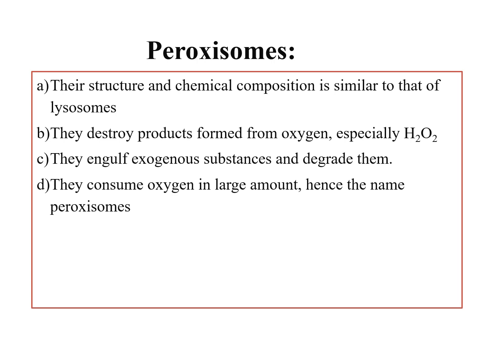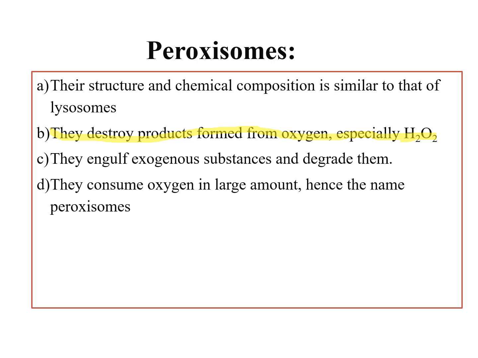Peroxisomes, their structure and chemical composition is similar to that of lysosomes. They destroy products formed from oxygen, especially hydrogen peroxide. They engulf exogenous substances and degrade them. They consume oxygen in large amount, hence the name peroxisomes, which is the answer. So they destroy the products formed from oxygen, especially hydrogen peroxide.